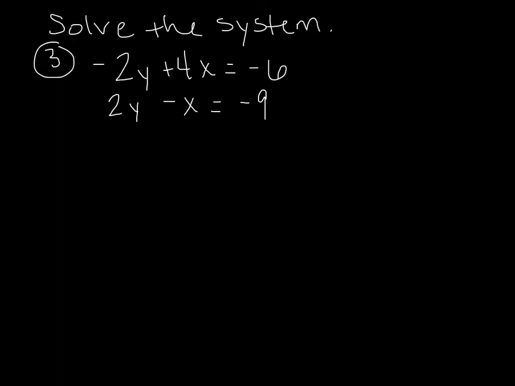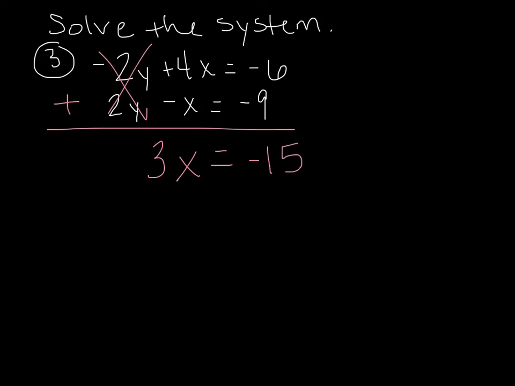Solve the system. So we have negative 2y plus 4x equals negative 6, and 2y minus x equals negative 9. My y's cancel because they're opposite. They are the same number but different signs, so negative 2 and positive 2. So we're going to add these equations. So negative 2y plus 2y cancel. Positive 4x plus a negative 1x makes 3x. Negative 6 plus negative 9 is negative 15. Divide both sides by 3. And you get x equals negative 5.